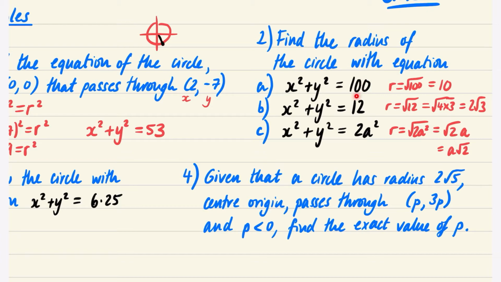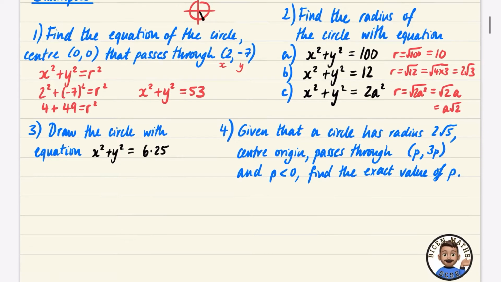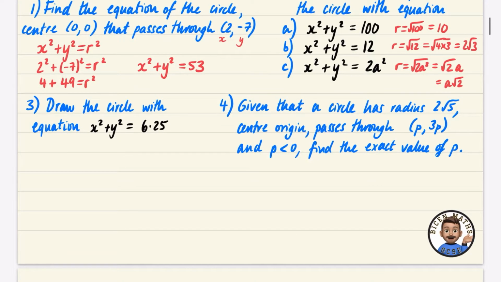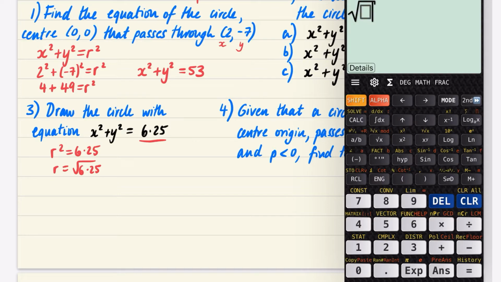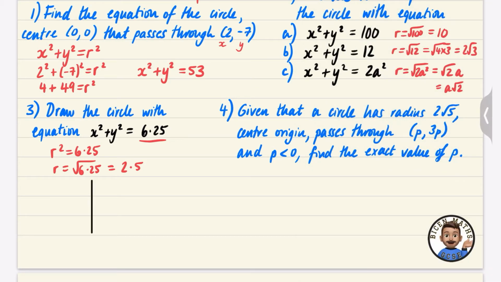So basically, to find the radius, you take the square root of this r squared part that we have over here. Now the third question says to draw the circle with this equation. So we can see that from the standard form, r squared is equal to 6.25. So if I want to figure out what r is, I will do the square root of 6.25, which I can just do on my calculator here. I shall do the square root of 6.25, which is 5 over 2, or that is just the same as 2.5. So usually if this was asked in an exam style scenario, you'd be given a grid like this.